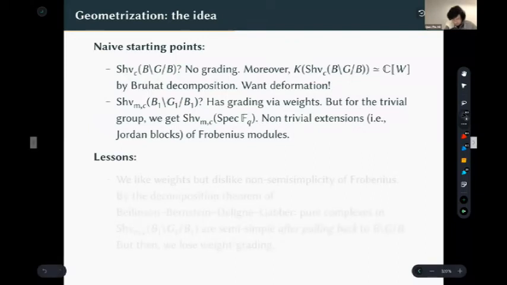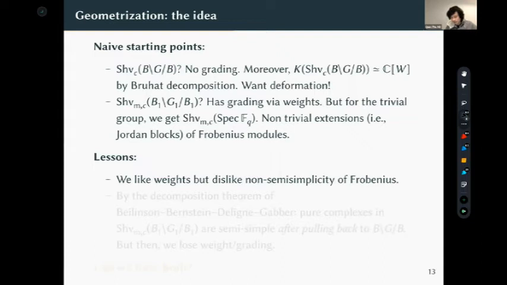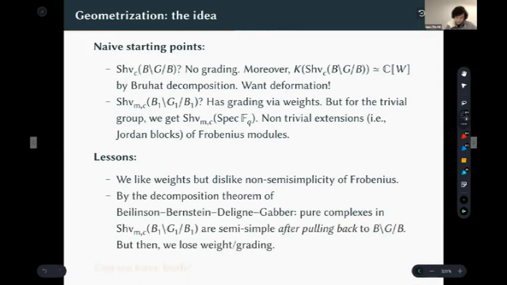So here's the lesson. Lesson one is that we like weights, but dislike non-semi-simplicity of Frobenius. And as I said earlier, this is a serious problem. You see it up here for a point already. And in general, there are various parts of the Tate conjecture that are related to this. So it's not something that we want to solve. It's not easy to solve the Tate conjecture.